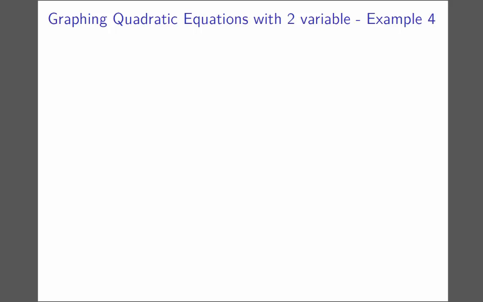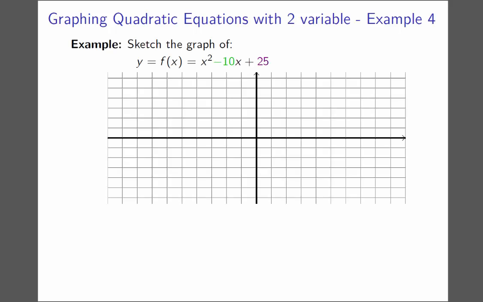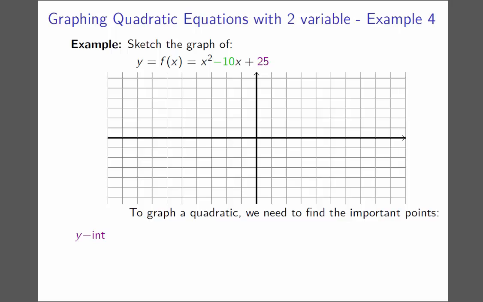In this example, we want to sketch the graph of the function y equals x squared minus 10x plus 25. Like before, to graph a quadratic, we need to find our most important points: the y-intercept, the x-intercepts, and the vertex. Now it's worth pointing out that it doesn't matter what order we find these in, but we'll find the y-intercept first because it's the easiest.